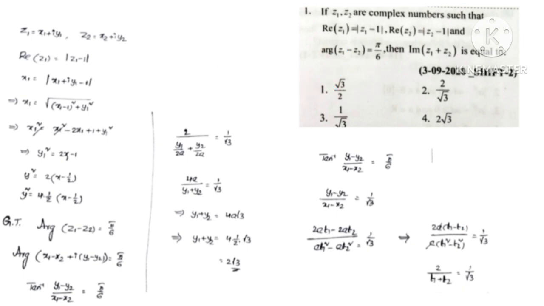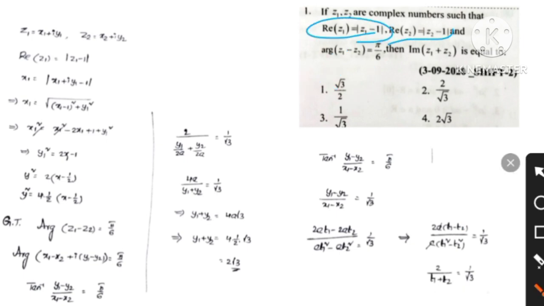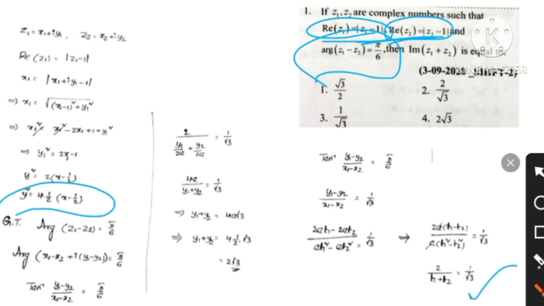Okay, so here by using the given conditions, by using the first two conditions, you get the equation of parabola, which is the locus of the points, and by using the second condition, you get the value 2 by (t1 plus t2) is equal to 1 by root 3. By the given conditions, we are finding these two values.